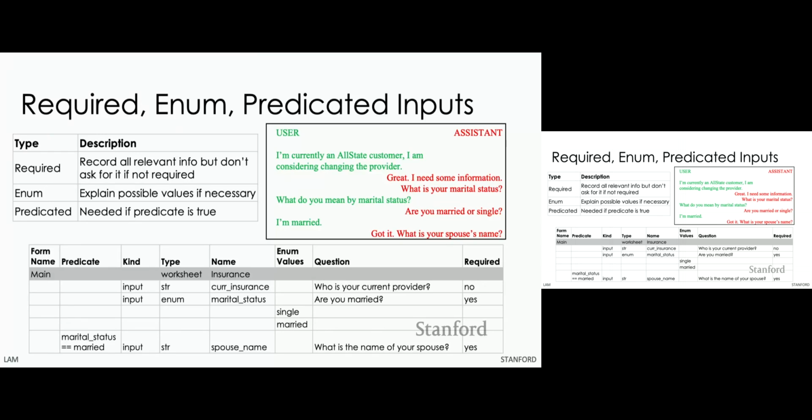Then you say, I'm married. I say, oh, got it. What is your spouse's name? The spouse name is not relevant unless you are married. So now the information has to be conditional. And so here we also allow you, when you declare that I'm interested in the spouse name, it is predicated on the fact that the marital status is equal to married. Okay? So this is the kind of control you have over the information that you request.